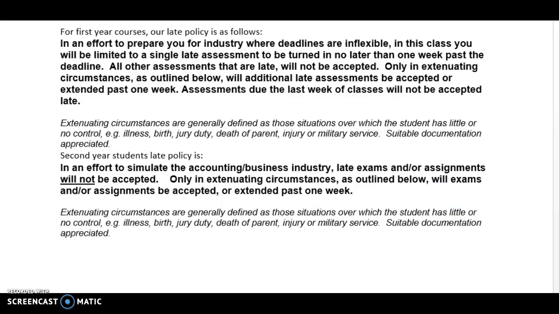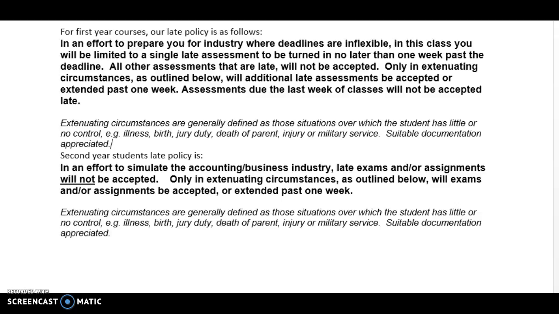We have a homework late policy. Your classes will have late policies. Accounting is a profession that is sensitive to deadlines. We want to help you develop the habit of getting your work done on time or before it is due. Your first semester courses, our late policy is as follows.